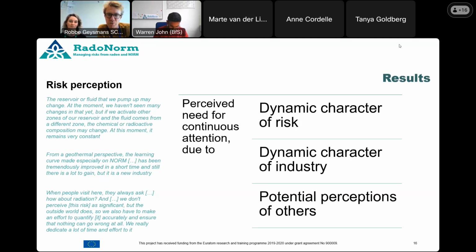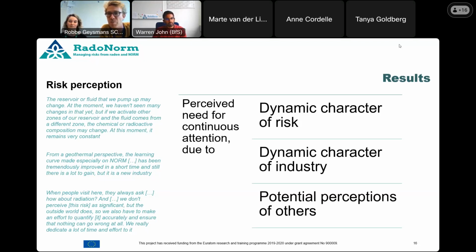And then there are also the potential perceptions of others, which make it important that you have continuous attention for the radiation risk in geothermal plants. Because although our respondents might consider it to be a rather minor risk in their daily operations, they're also aware that for others, particularly citizens living in the vicinity of the installations who might hear about the potential presence of radiation, they might not perceive it as such a minor risk. So this means that they also need to show that they care about this risk, that they are aware of the risk, and that they are taking sufficient action in managing it.